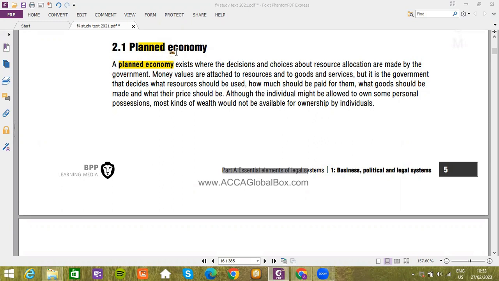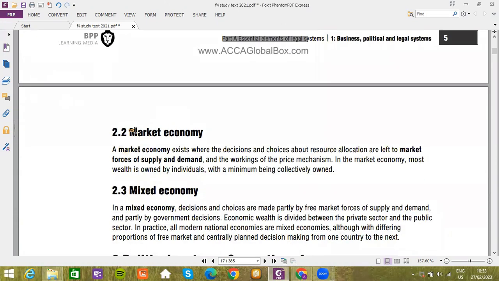So let's continue. Planned economy is basically where the government is doing all the work. Everything is under the government. For example, the government takes decisions and makes choices regarding resource allocation, money values, and all that stuff. And then we go to the market economy.